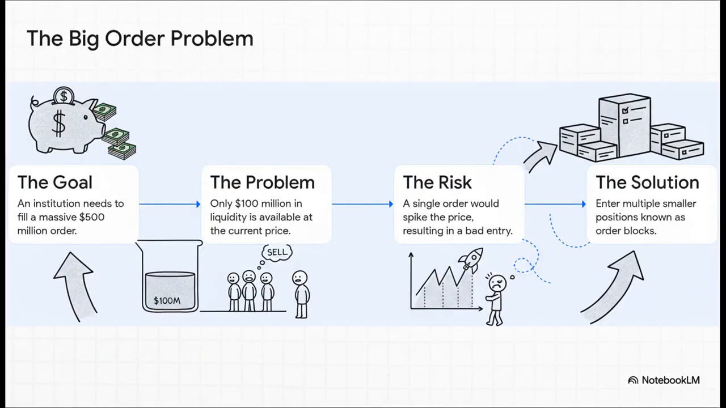Let's just walk through their problem. Imagine an institution needs to buy $500 million worth of an asset. But, there's only $100 million in sell orders. That's liquidity, available at the current price. If they just smash the buy button on the whole thing, the price will skyrocket, and their entry price will be awful. So what's the solution? They break that huge order up into smaller, more manageable blocks at key price levels. And it's that collection of orders that creates the order block zone we can spot on the chart.